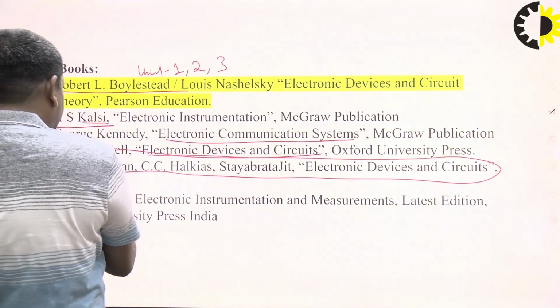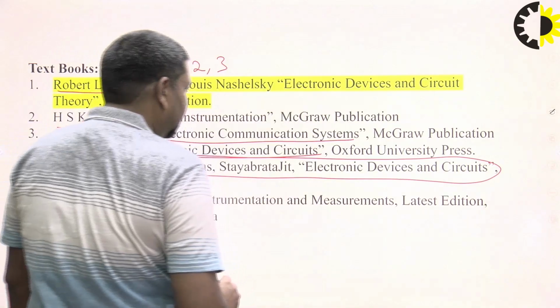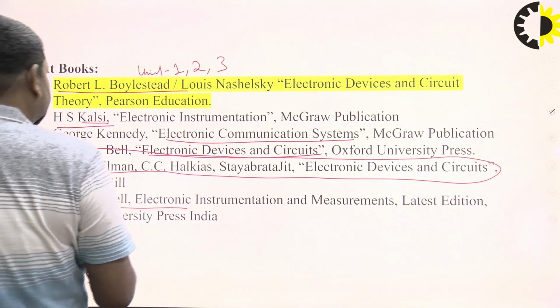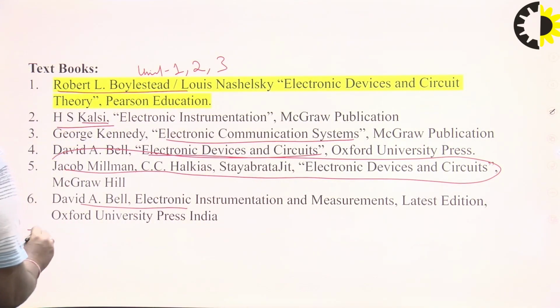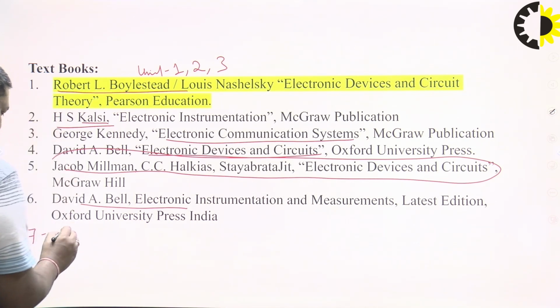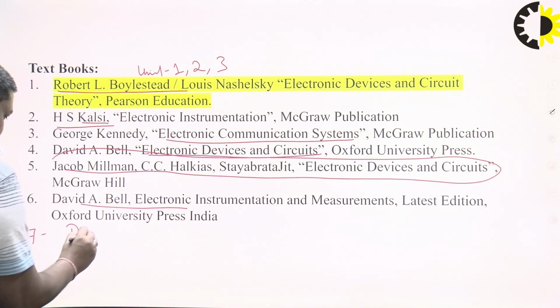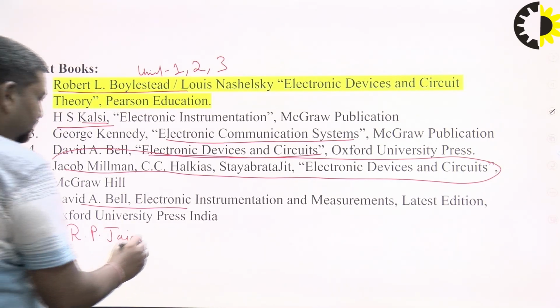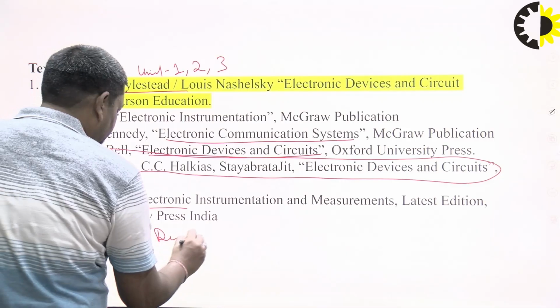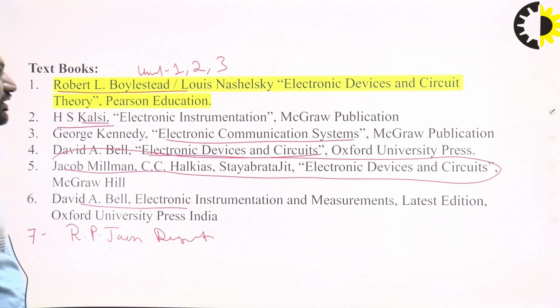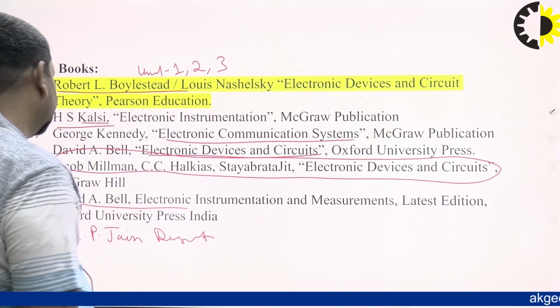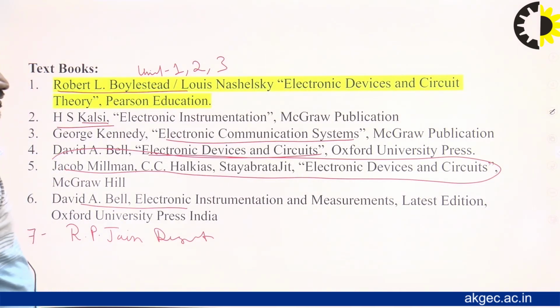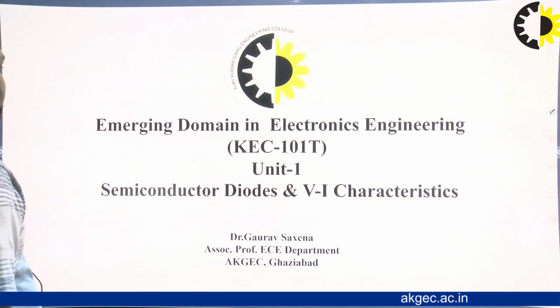And David A. Bell's book covers the measurement techniques we discuss here, and some others. The other book suggested for Unit 4, which is digital electronics, is by R.P. Jain. So R.P. Jain is the next book we use in Unit 4, which is digital electronics. Unit 4 is totally dedicated to digital electronics. So R.P. Jain is a very important book to prepare for that particular session.